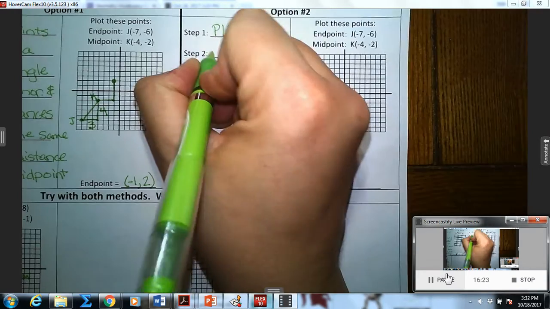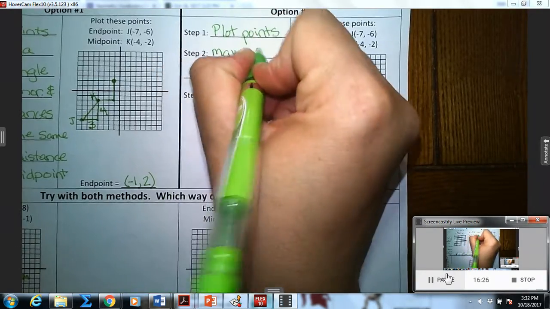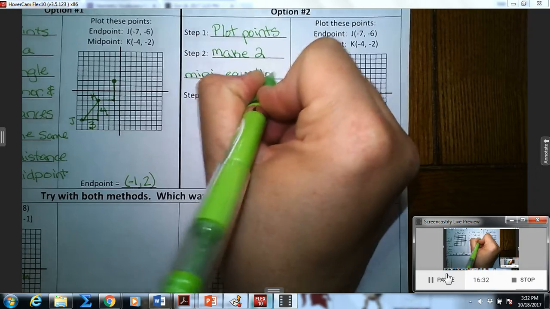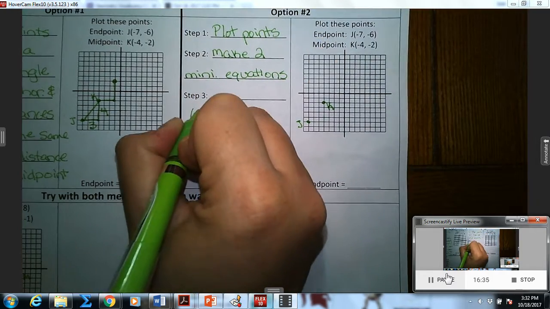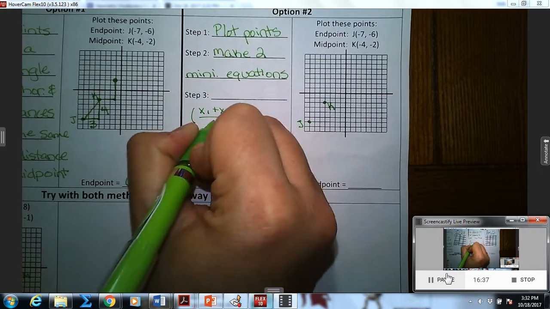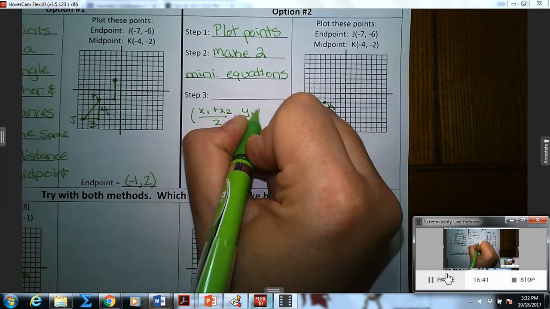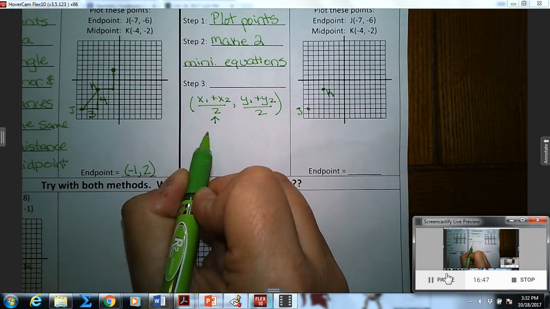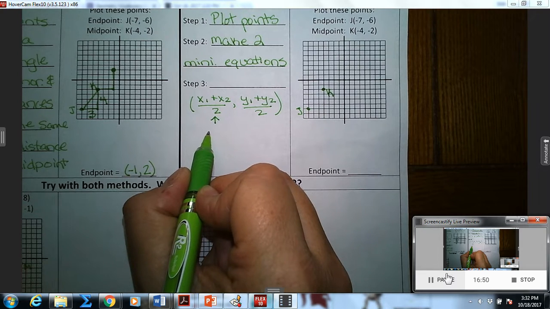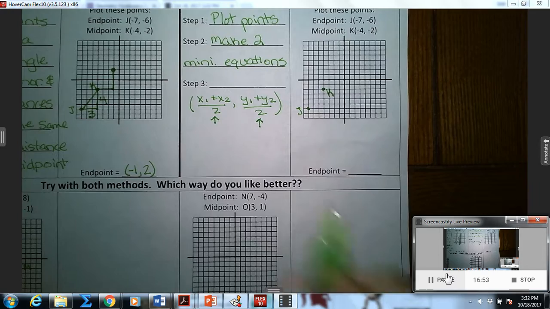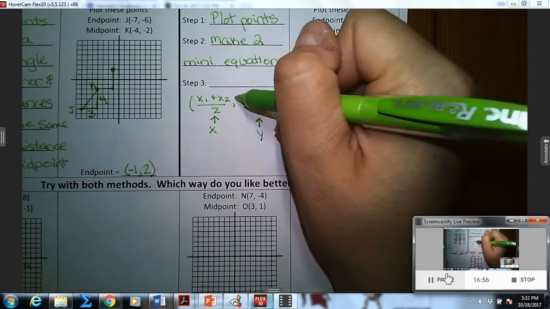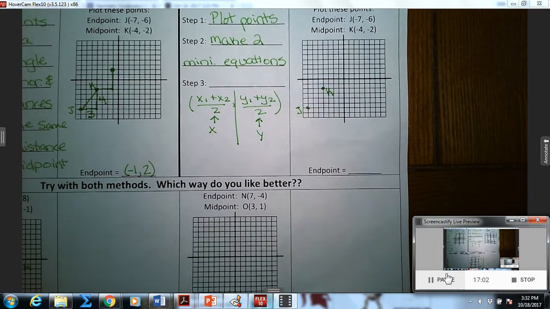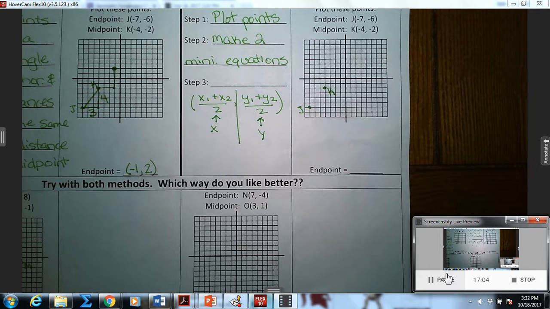So let me show you what that means. Make two mini equations. So we know that the midpoint is x1 plus x2 divided by 2, comma, y1 plus y2 divided by 2. These are the values of the x, and these are the values of the y. So really, we've got two separate equations here. And I'm going to set up two miniature equations with this information plugged in. So here's equation number 1.